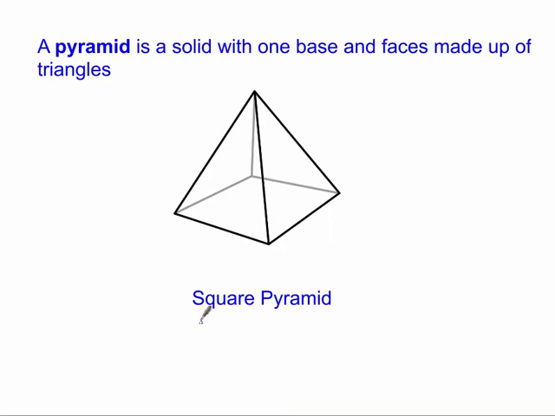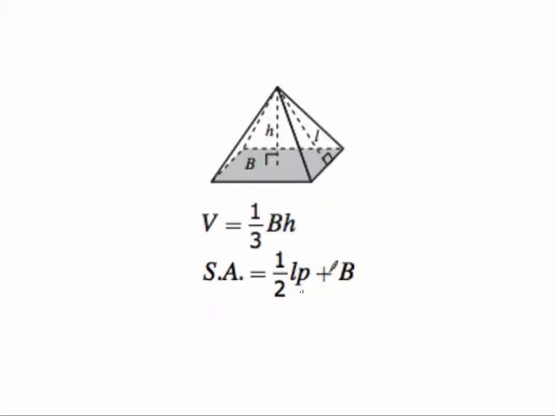We're going to be discussing square pyramids. Pyramids are named by their bases, so if it's a square pyramid, that means its base is a square. So we're going to be discussing volume and surface area of square pyramids. Here are our volume and surface area formulas. The volume is 1/3 times the area of the base, capital B, times the height.